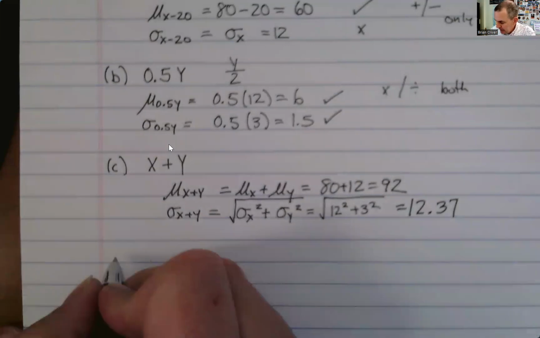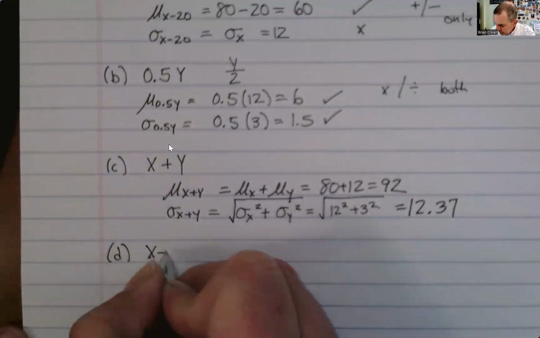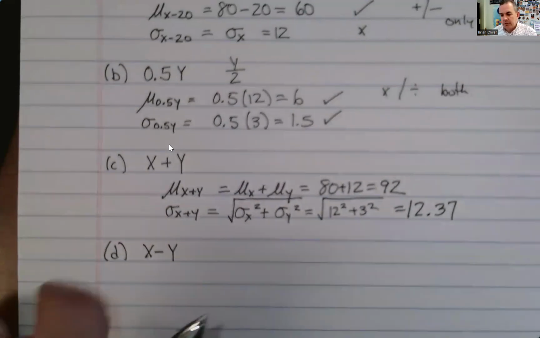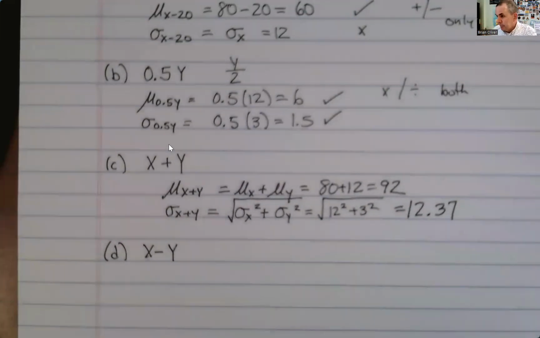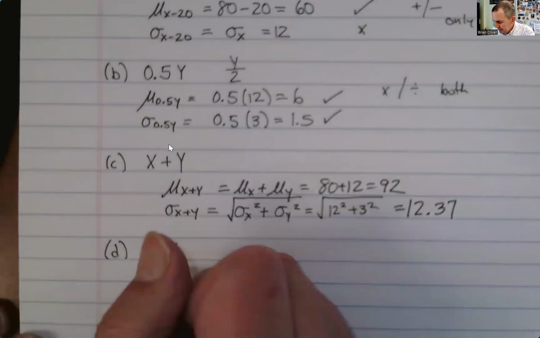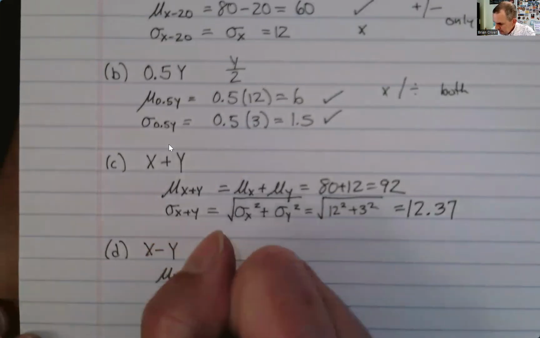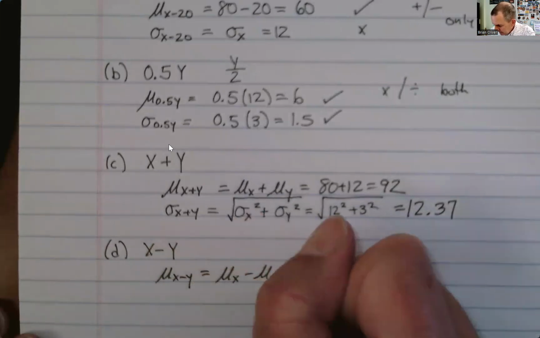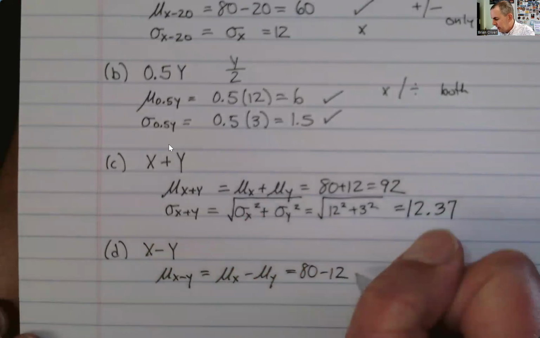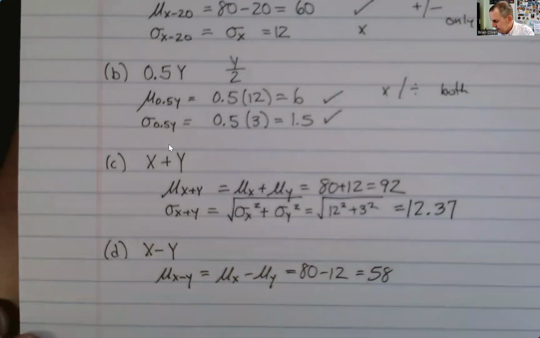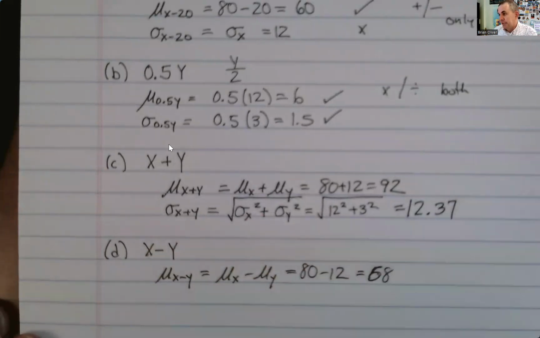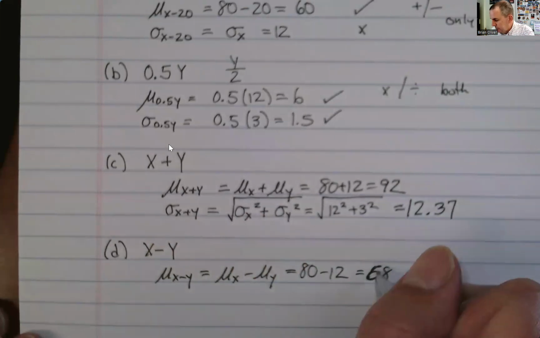Now I want to show you what happens if we subtract them, because really the only things we're going to do is add and subtract. Occasionally we might multiply by a constant, but we'll come to that later. So now I want to find the new mean of x minus y. I'm just going to take mean x minus mean y. I'm going to do 80 minus 12. I'm going to get 68.